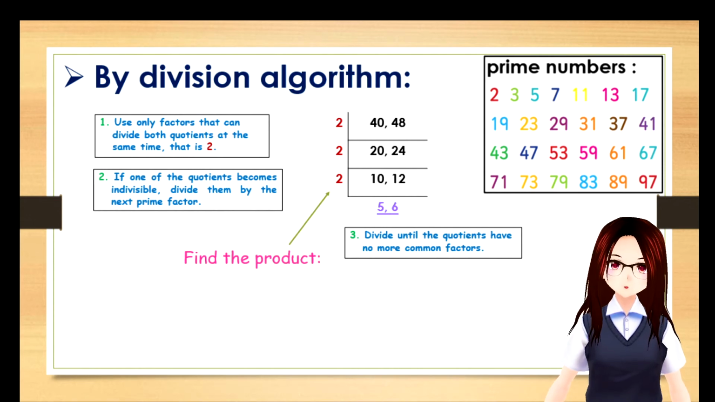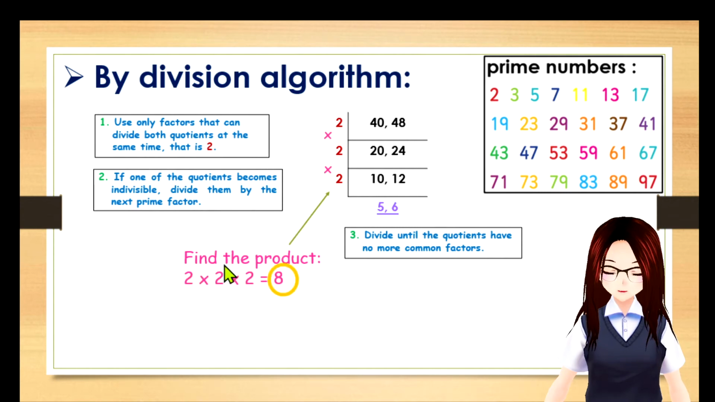Now, let's find the product of these numbers. So, 2 times 2 times 2 equals 8. So 8 here is your HCF, or highest common factor.